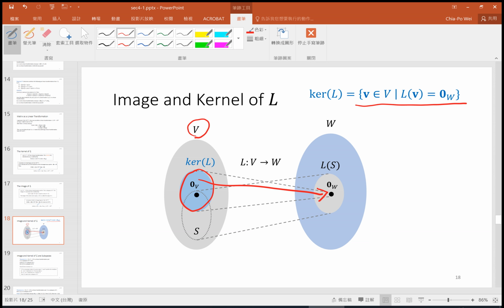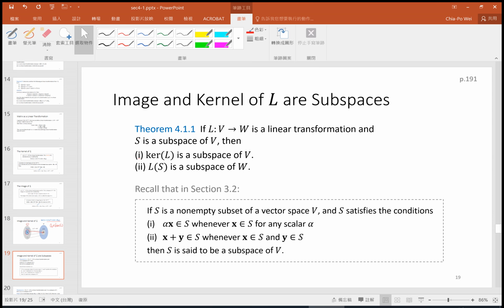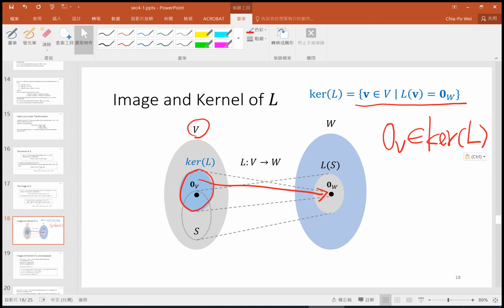We also know that 0_V is always in the kernel of L because L is a linear transformation. Therefore, L must satisfy L(0_V) = 0_W. And this equality means that 0_V satisfies the requirement in the definition of kernel of L. Therefore, 0_V is always in the kernel of L.